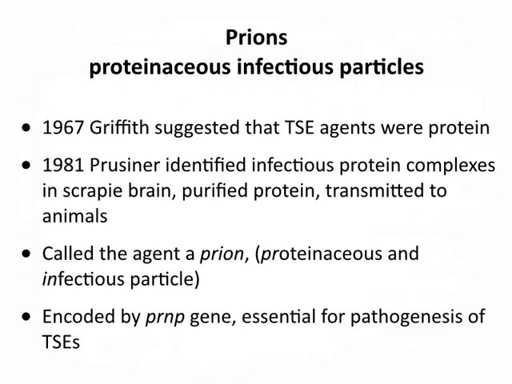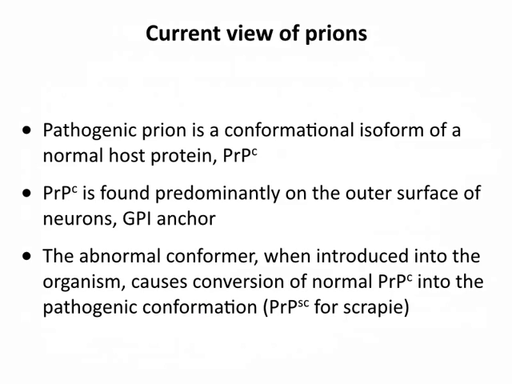And that gene is essential for the development of the disease. I'm going to show you the evidence for that in a moment. Our current view is that the disease state of the prion is a conformational isoform of a normal host protein. So the host protein is called PrPC, C is cellular. This is encoded by the PRNP gene. And the pathogenic form is called PrPSc. Sc stands for scrapie, in honor of the sheep where it was first discovered.